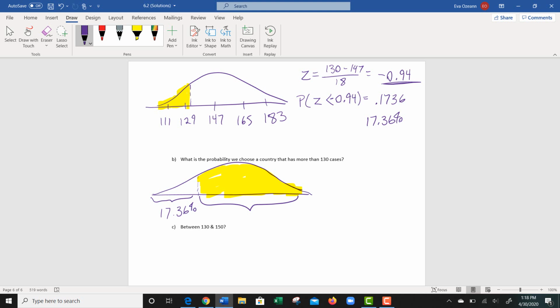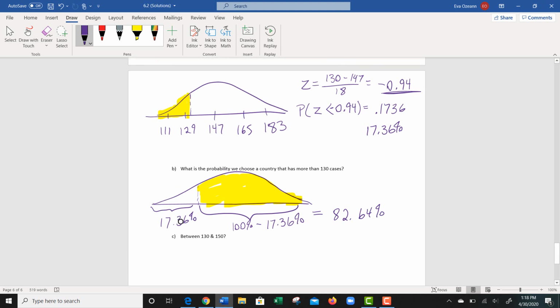Well, these have to add up to 100%. So to find this one, it's going to be that 100% minus that 17.36%. So that probability is going to be 82.64%.